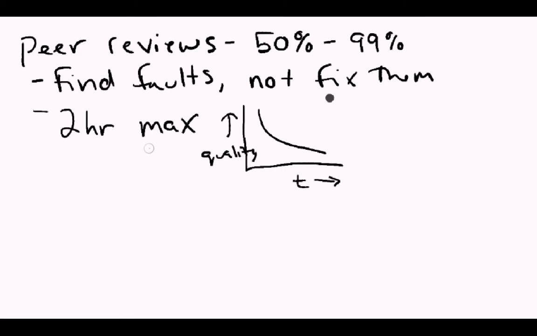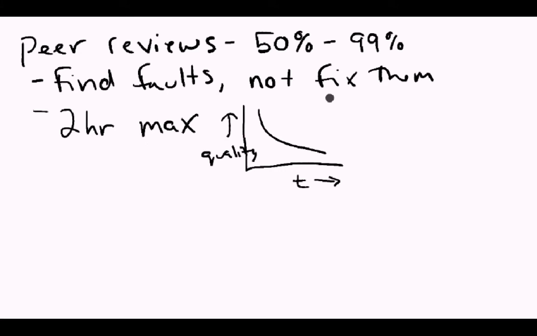Now what that means is if we have a lot of code and we can't fit it all in 2 hours, then we break it up into chunks. So maybe one day we'll have a 2-hour peer review on the first half, and then maybe a day later or a couple days later we'll have another 2-hour session where we look at the other half of the code.